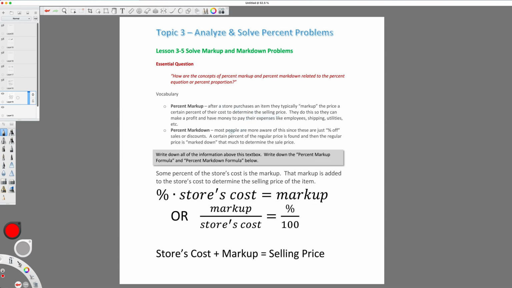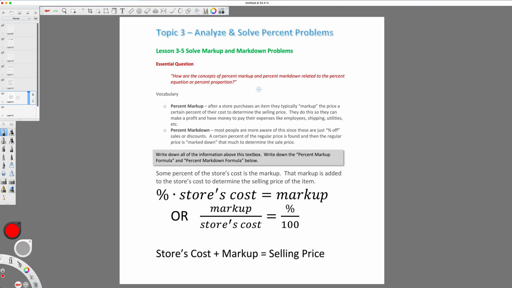So I defined these, and I got a little bit wordy here, so you don't need to write down each and every word here. But percent markup, you may not be super familiar with this because really stores do this. There's a lot of people that run their own businesses now, so they may deal with markup more than what they used to perhaps. But markup, any store, every store buys items. Pringles doesn't make all of the items that they sell. They buy them, and then they do what's called markup. They simply mark up or raise the price that they pay to determine what they sell it for.